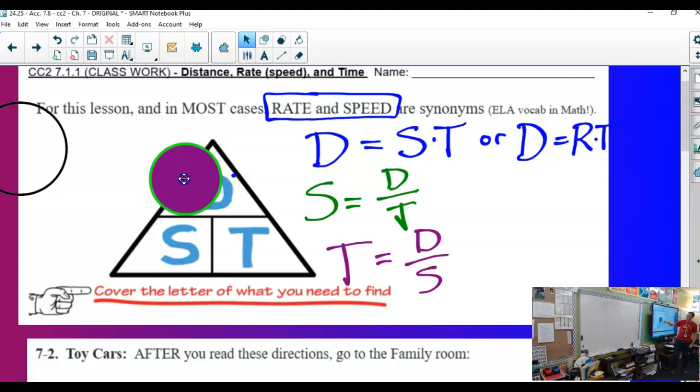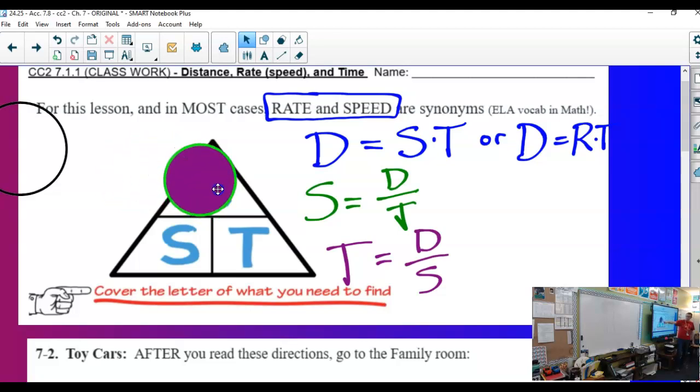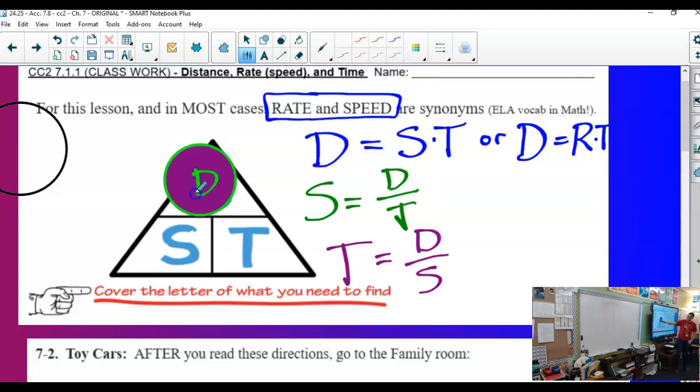This is just a trick. If we have this triangle and we cover up whatever we're looking for, so we just covered up the D, what we have left and how it's written tells us what it is. D is S times T.